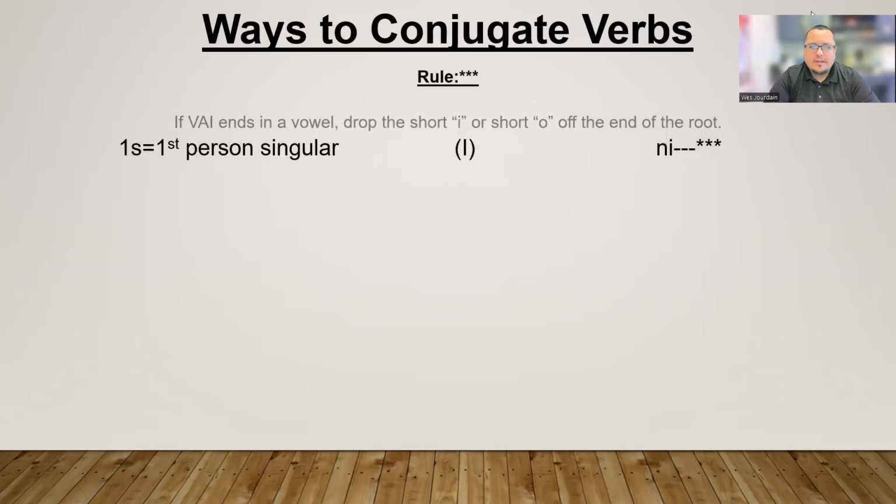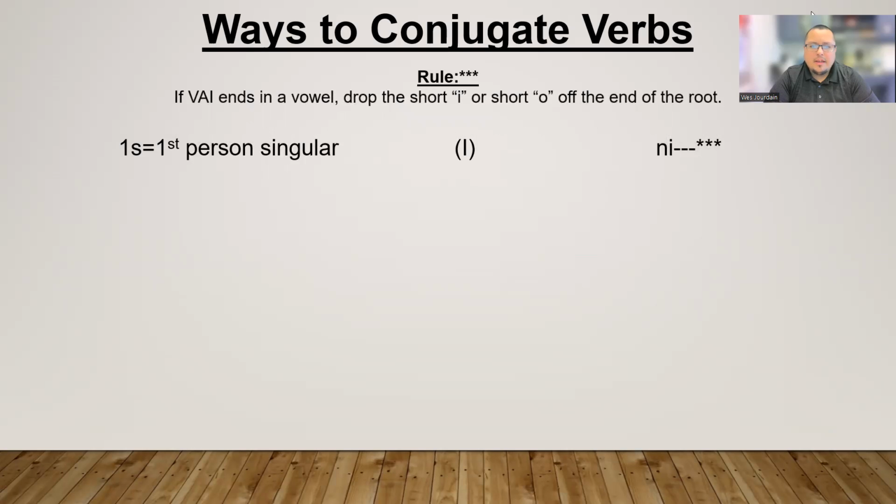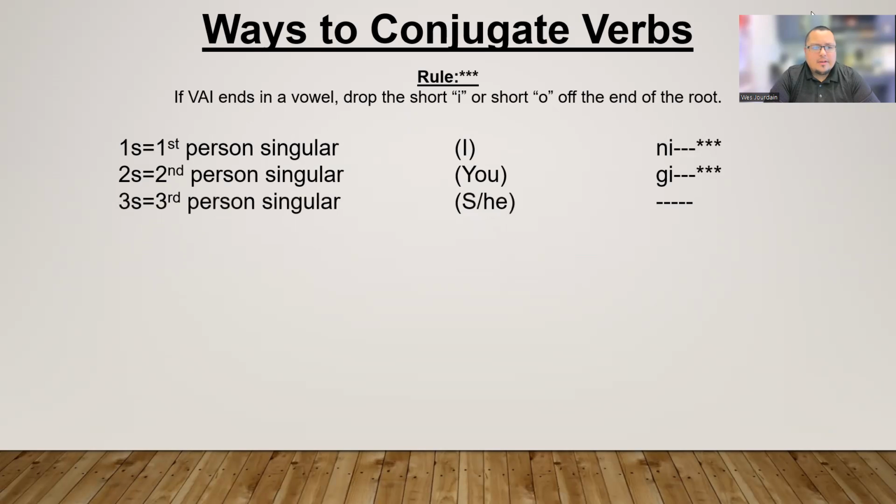We don't need to know that extra rule because it deals with verbs that end in an I or an O, where those 2 letters drop off the end of the root word. In this case, we have the word manominike, which ends in an E, so we don't have to drop that off because that is a long vowel. Okay, so second person singular, talking about you, gi plus the verb. 3S, third person singular, she or he, just add the verb.